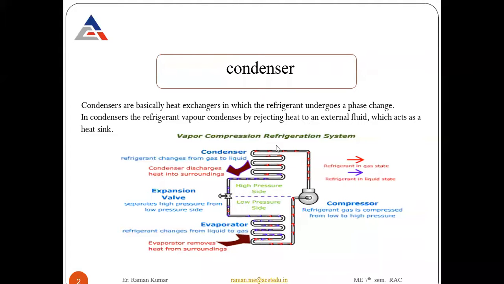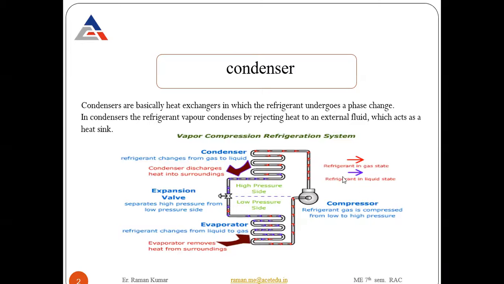When there is a phase change, the liquid refrigerant after passing through the condenser goes to the expansion valve, where its pressure is reduced. This low pressure refrigerant then again enters the evaporator. So this is all about the working of this VCR cycle.